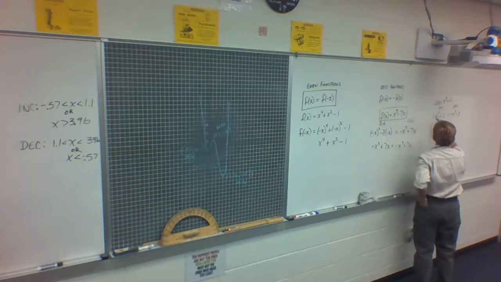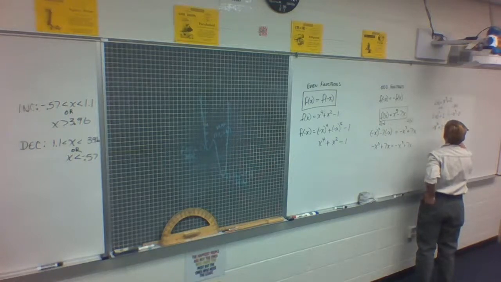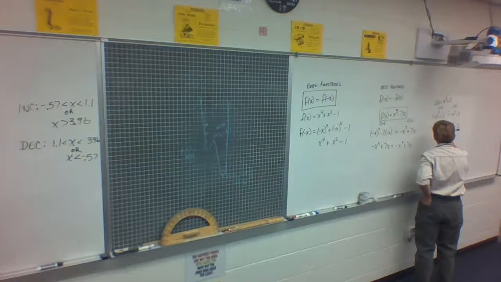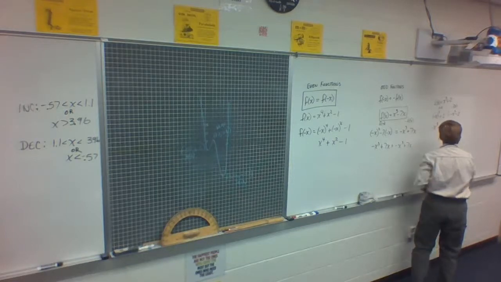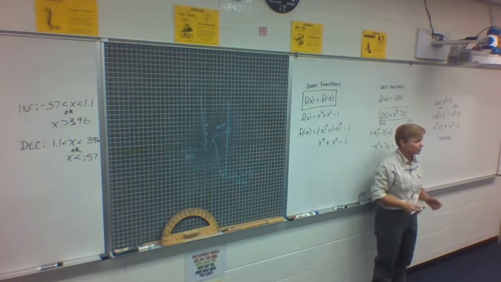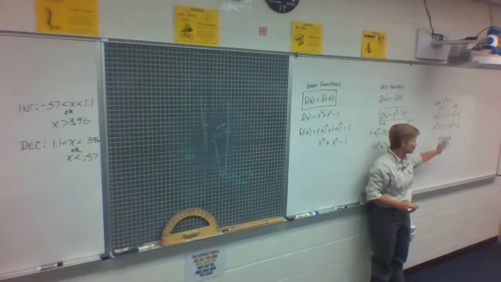So I cleaned this up over here. I got an odd number of negatives, so that's negative x cubed plus 2. And over here I have negative x cubed minus 2. They are not equal, so this is neither odd nor even. Not every function is odd or even. A lot of them are neither one.